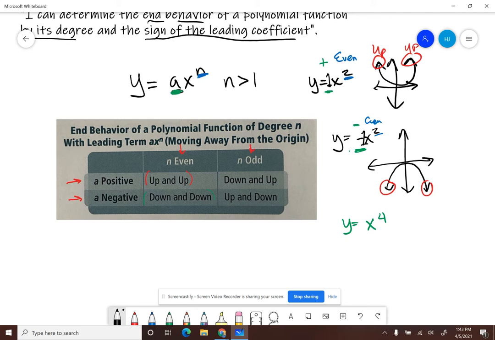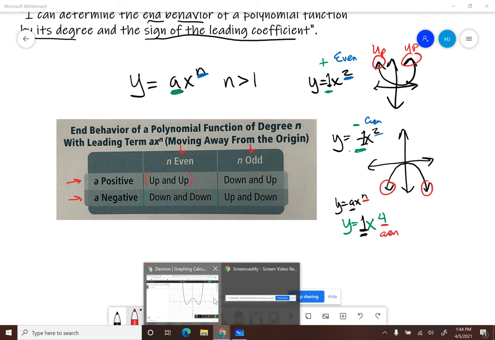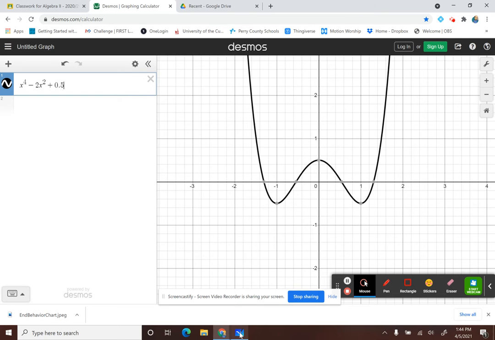So let's think about it again. I have a 1 right here, which is my a portion. Okay, this 1 is my a portion. And then again, this n is the fourth degree. Okay, it is an even number. So because it's an even number, notice what my end behavior is. I have positive and I have even, so it is up and up. Okay, and look at my graph again. Up and up is exactly what's happening here.